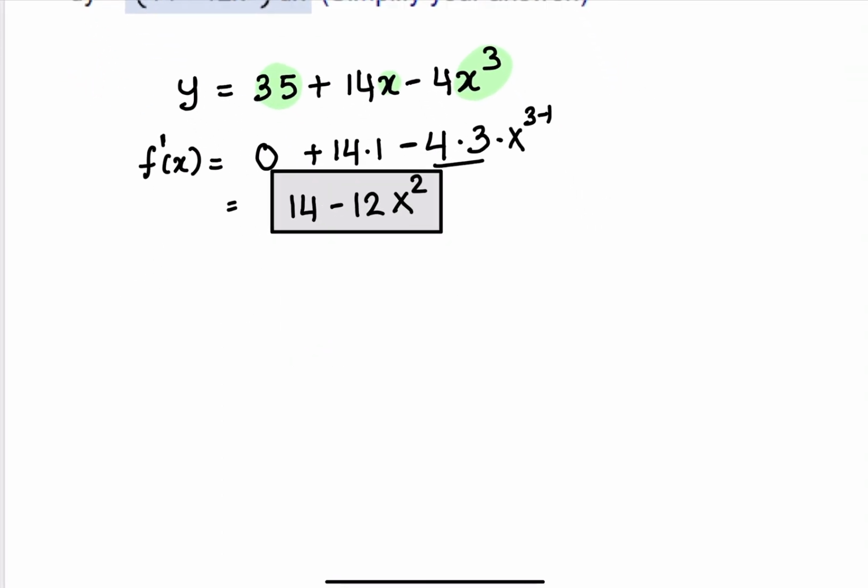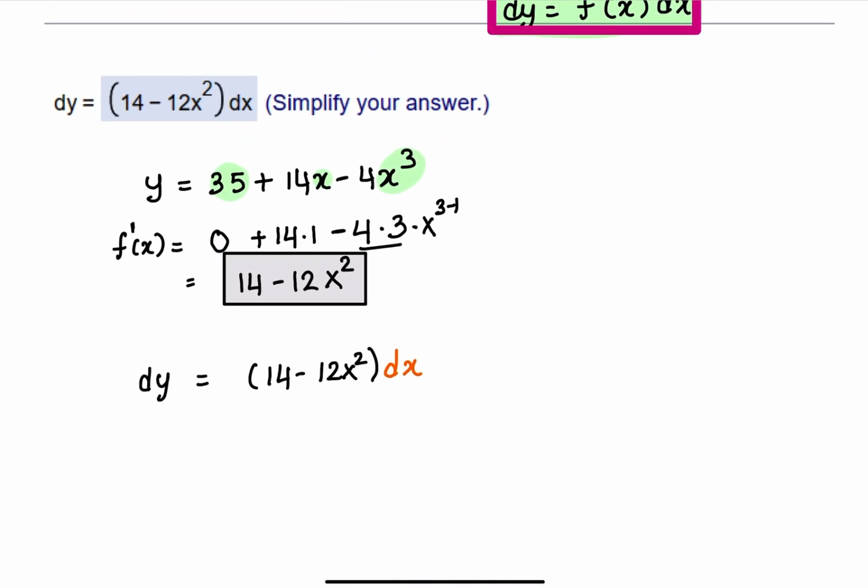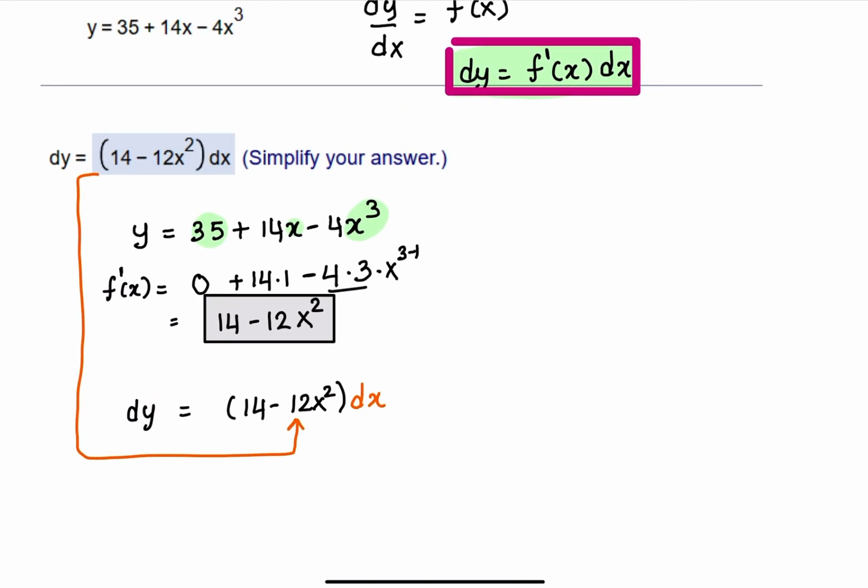Once I have this, my dy is very simple. From the formula, this is simply f prime times, I'm going to stick this little dx here with a different color so you all can see. And that's my final answer. Let's see if that matches. Yes, it does. Okay, simple. First find your derivative and then multiply it with dx, and that gives you your dy. But make sure you write down this formula so you understand.